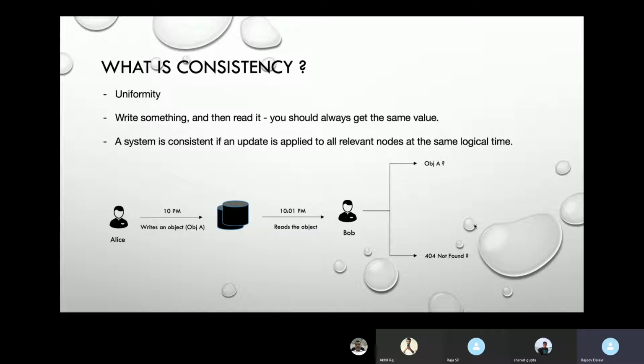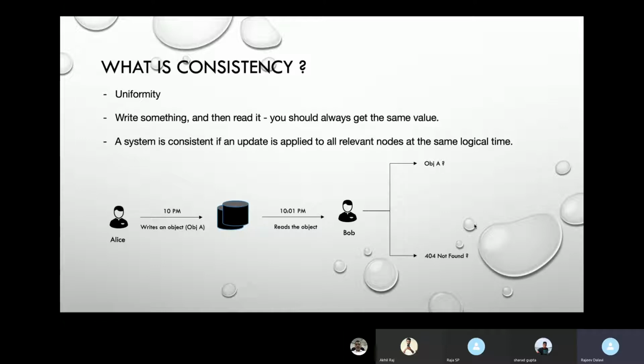And we can say that a system is consistent if an update is applied to all relevant nodes at the same logical time, right? This is especially with respect to distributed systems where we have replications and multiple nodes having replica copies, and the system is considered to be consistent only if all the replicas have the latest written data for any document, right?